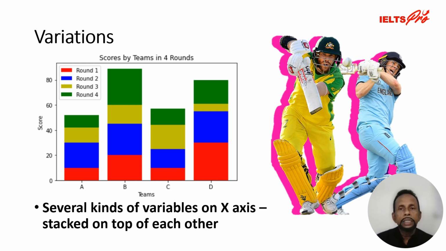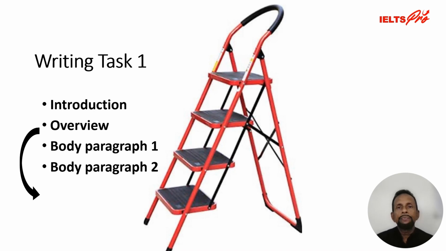However, our writing structure for all these will be the same. Once we understand the information, we can write the report. Let me remind you, we need to write 4 paragraphs in Academic Writing Task 1. This is Introduction, Overview, Body Paragraph 1 and Body Paragraph 2. And the overview can be written as the second paragraph or last paragraph.